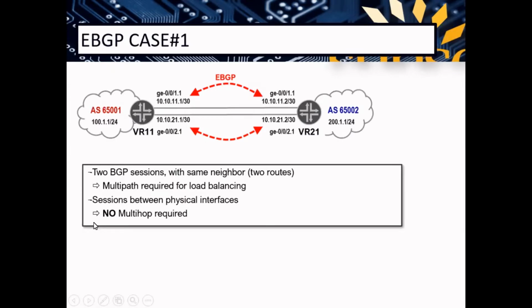So I'm going to show you examples of some of these cases. I'm not going to go over every single one of them. So case number one is the case where I have two BGP sessions, and that means we need multipath enabled. Every time you have two neighbors, or you're receiving two routes with two different next hops, you're going to need multipath configured. No multi-hop because we're not using the loopbacks.